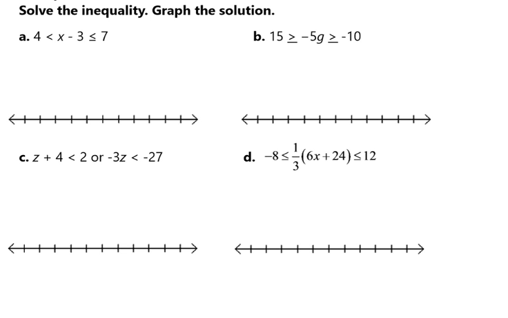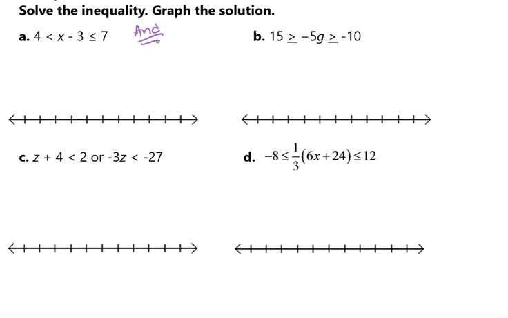In this video, we're going to be solving compound inequalities. Let's take a look at our first example. Here we have 4 is less than x minus 3, which is less than or equal to 7. Because we only have one variable here, we know that this is an AND equation. And that will help us later.